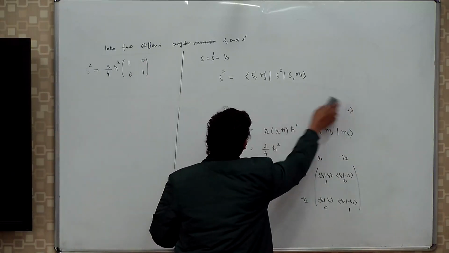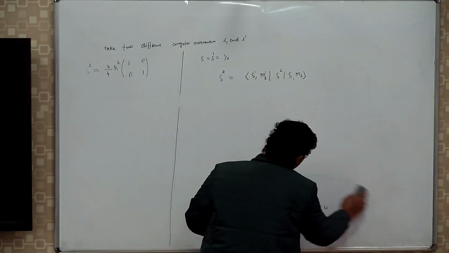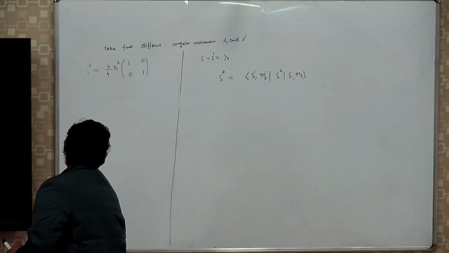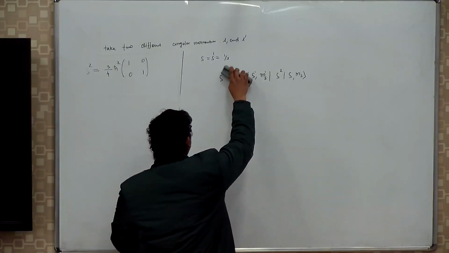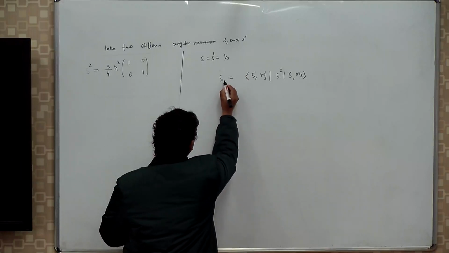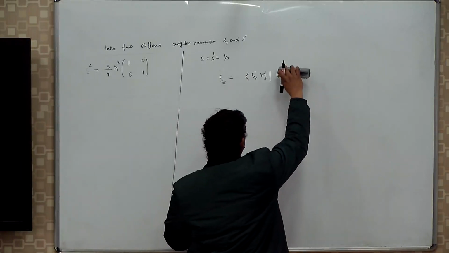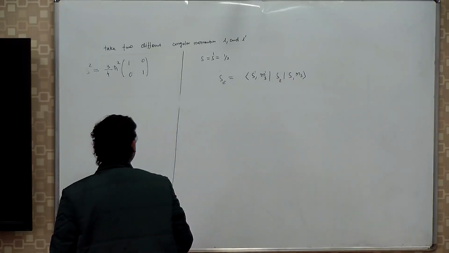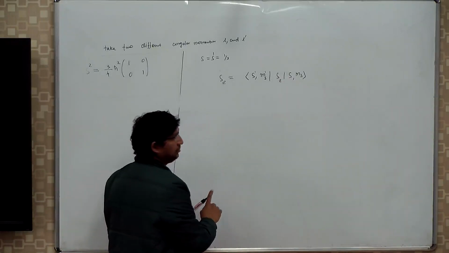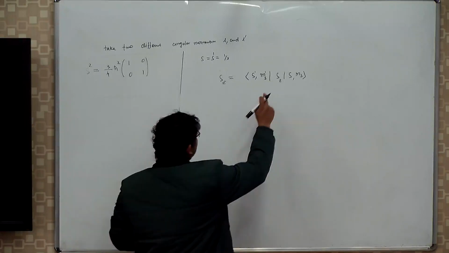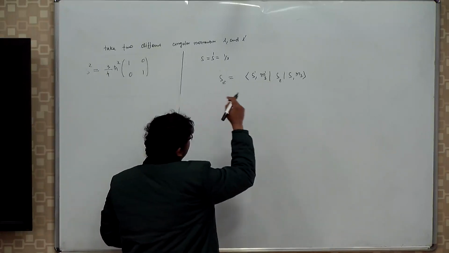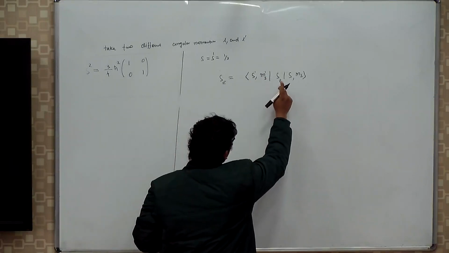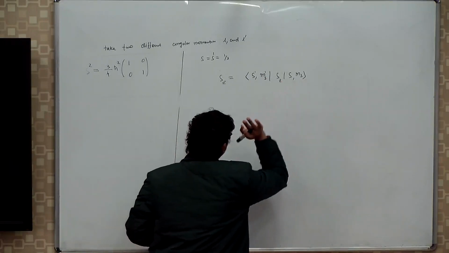For writing the spin angular momentum in z direction, by using the orthogonality condition it can be written as: the spin angular momentum in z direction is <s dash, m_s dash | S_z | s, m_s>.